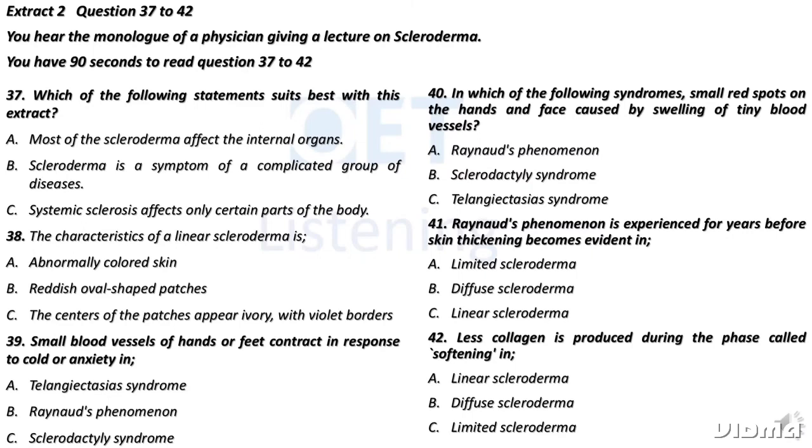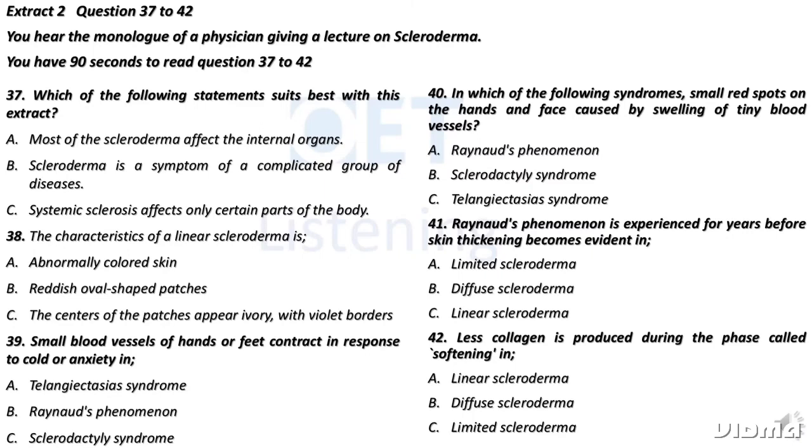Hello, doctor. Could you please explain different types of scleroderma? Well, scleroderma is a symptom of a complicated group of diseases caused by an abnormal growth of connective tissue that supports the skin and internal organs. This disease is also termed as systemic sclerosis. Scleroderma literally means hard skin, derived from the Greek words sclerosis, meaning hard, and derma, meaning skin.